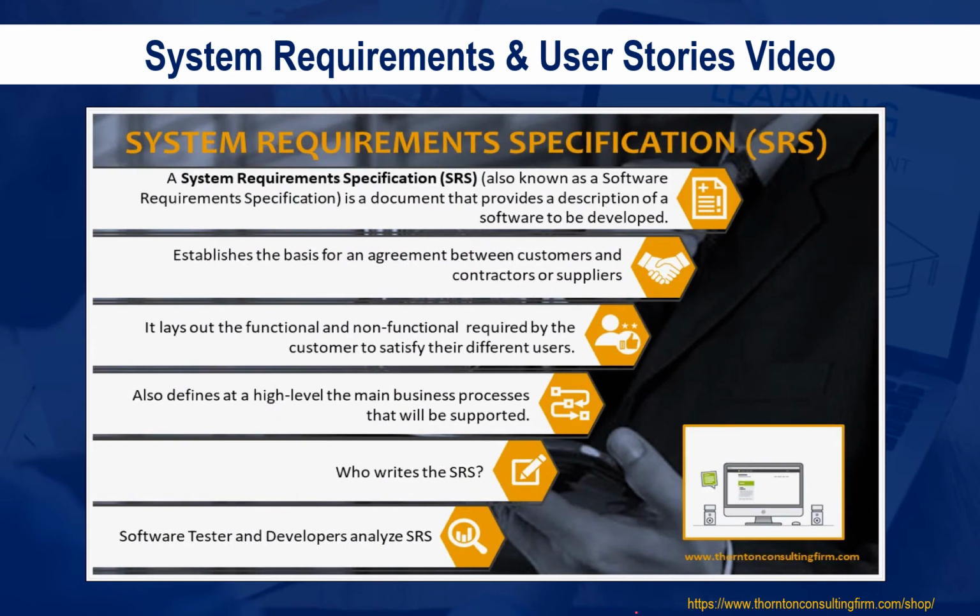So what are system requirements? System requirements are also known as system requirements specification. It is a document that provides a description of a software that is to be developed or enhanced. It establishes the basis for an agreement between the customers and the contractors or the suppliers. It lays out and details the functionality and the non-functionality that is required for the customers as well as its users. It also defines at a high level the main business processes that are to be supported.